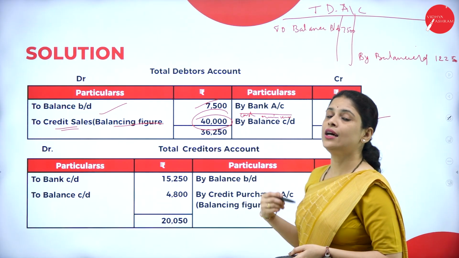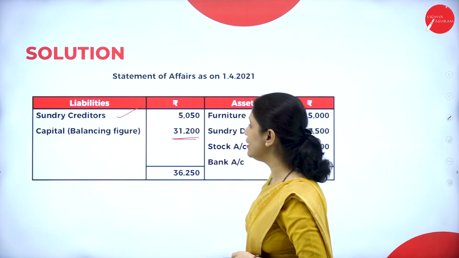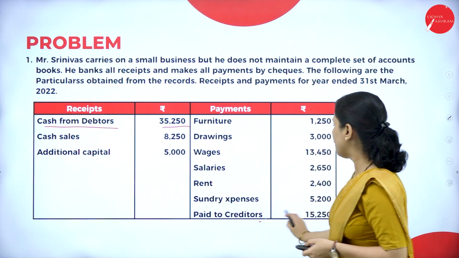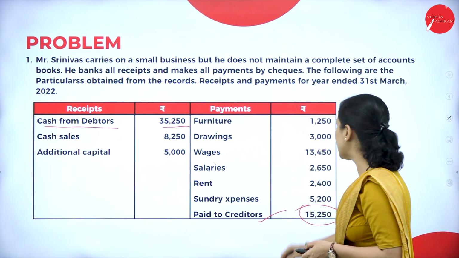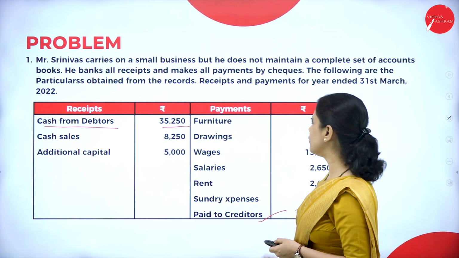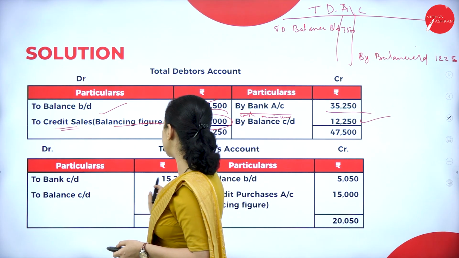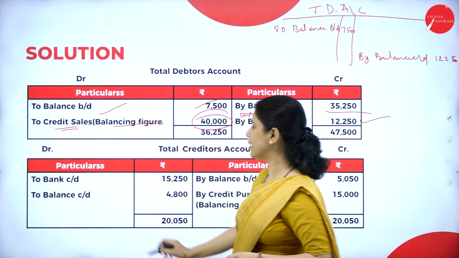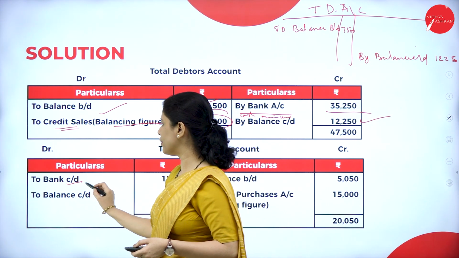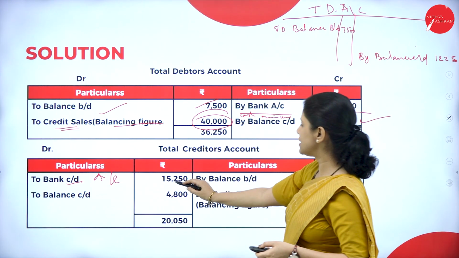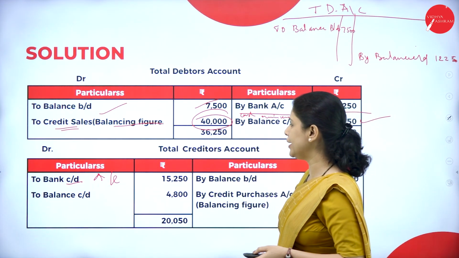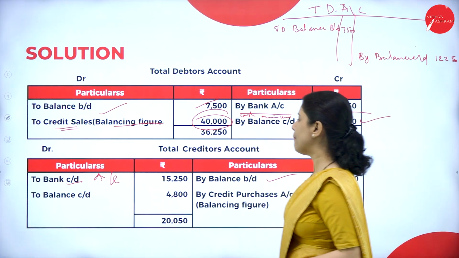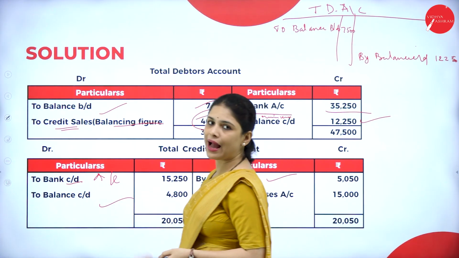Now let us see the cash paid to creditors. Let us check here. Paid to creditors 15,250. What we have to do? We have to write it to bank, 15,250. To bank, so carry down will not come. We have written balance brought down, balance carried down and also the bank account.